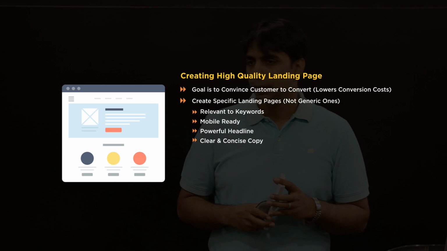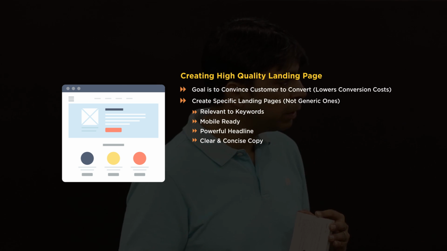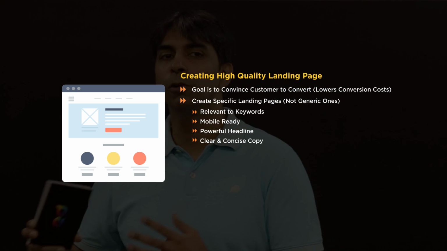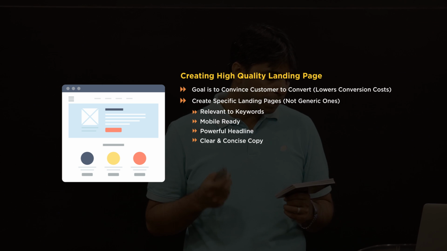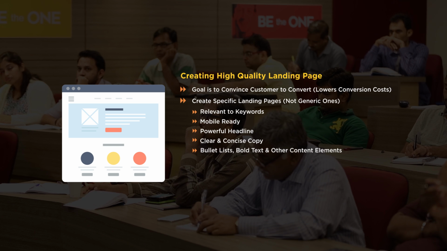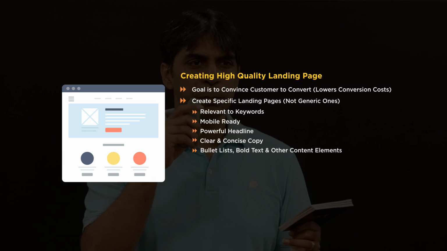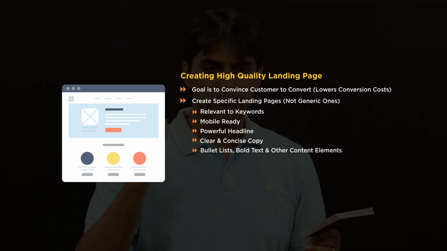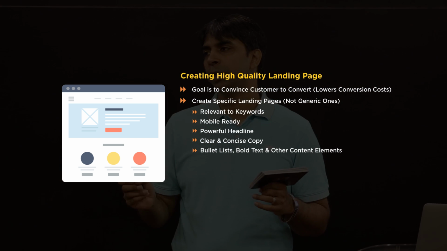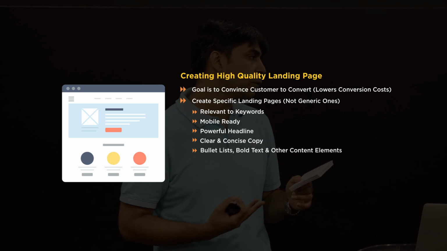Clear and concise copy. Make sure this page is not very complicated and there's not too much going on. You want to bring them here, get them convinced, and then they can go further. So make sure the copy is clear and concise. Again, like other content we talked about, use bullet points, bold text, and other content elements. Remember we talked about in content how you get people's attention to certain things? You underline it, you bold it. The same thing goes here. On this page, you want to make sure you keep them. Then your conversion rates will be much higher.